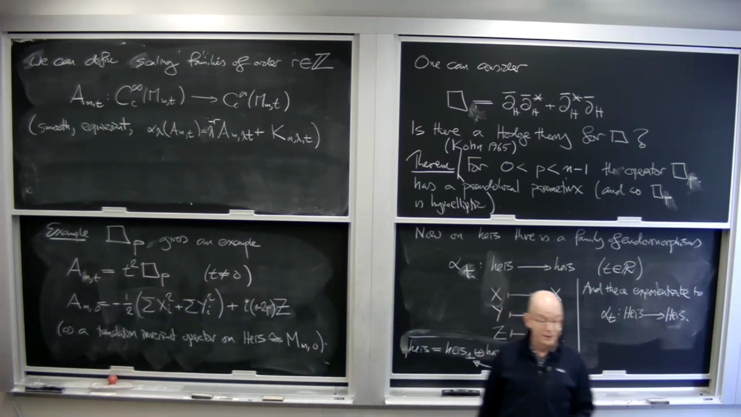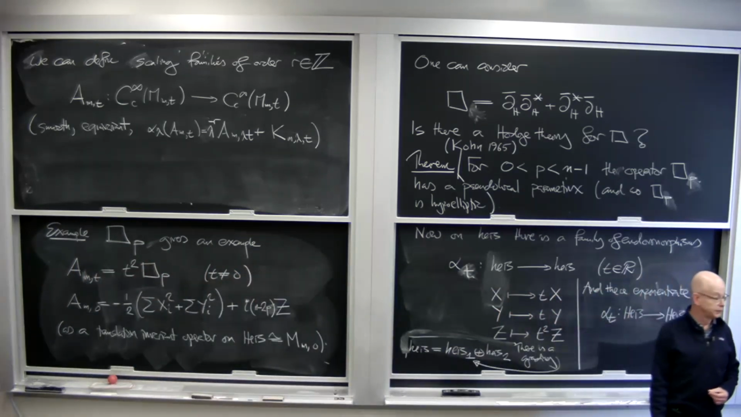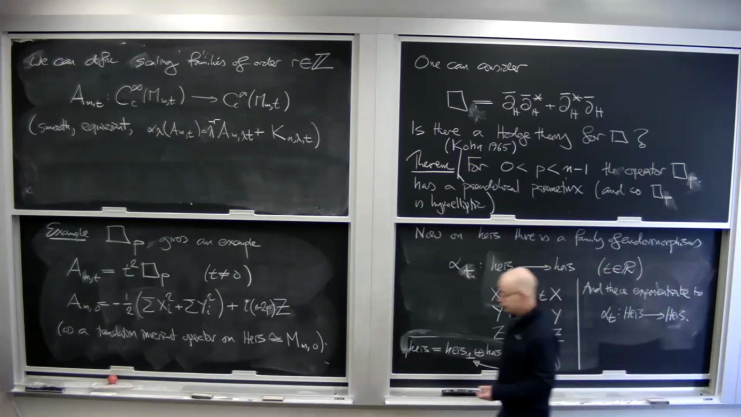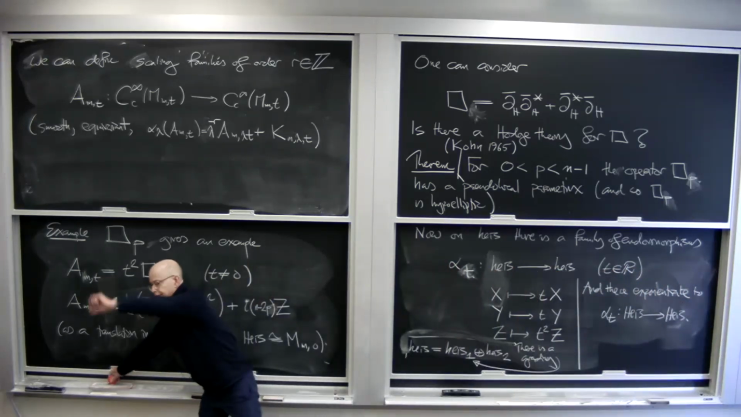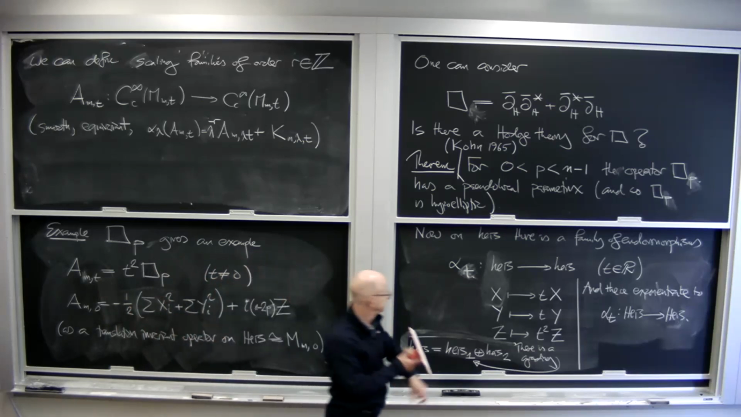So there's one example, a scaling family of order 2. And what about some theorems? What are we doing? Doing fine.